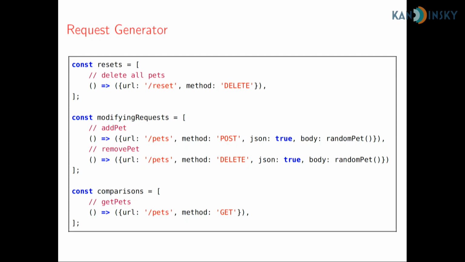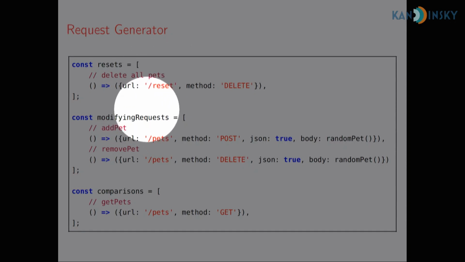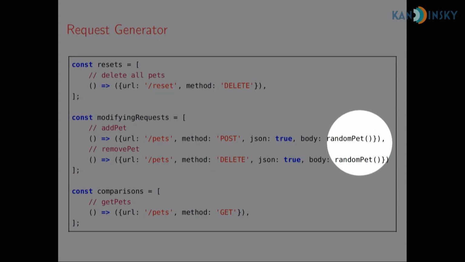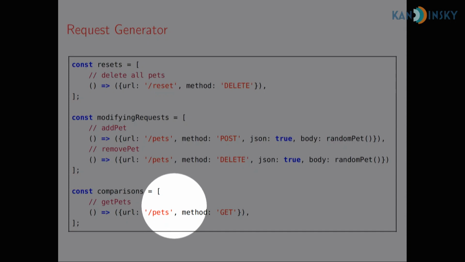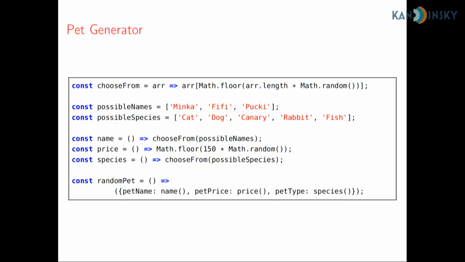Okay, how do I generate all those requests? So I divided them in three groups. First I have the resets, so here it's just one. Then I have the modifying requests, which are my POST and my DELETE requests, always with a random pet. We will look at this in a minute. And then we have the comparisons, which here is my GET request for all pets. So this is fairly simple, but if you have more API endpoints, then of course you would add them to the list, and you would go through them in random order, because you would pick one from this list and do the modification and then pick another one from the list.